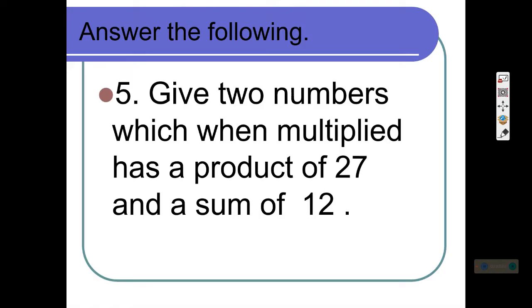For the last number, we have: give two numbers which, when multiplied, has a product of 27 and a sum of 12. You're right. You will have 9 and 3. Because 9 times 3 is 27 and 9 plus 3 is 12.